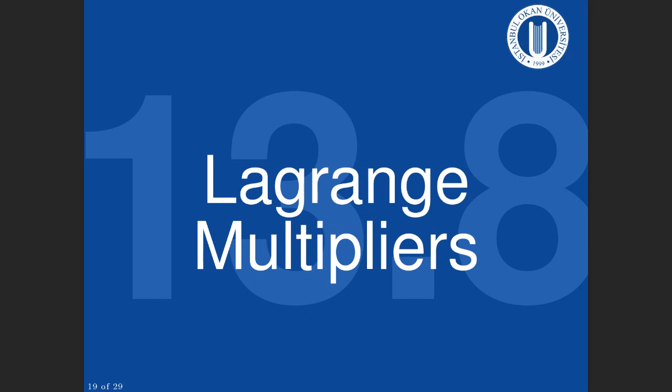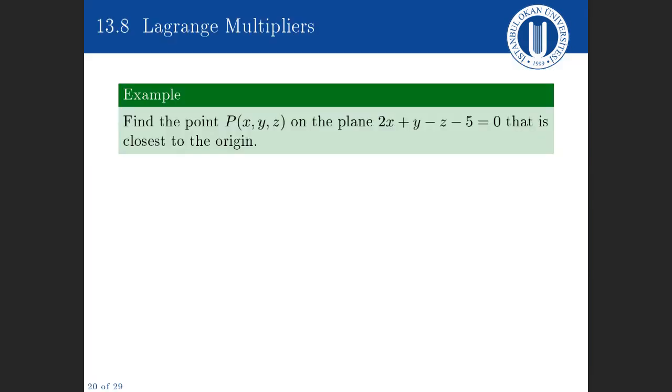The final topic for today is Lagrange multipliers. That's the final topic which might or might not appear on your midterm exam. So listen carefully for this, for one more section. I want to answer questions like this. Find the point P on the plane 2x plus y minus z minus 5 equals 0 that is closest to the origin.